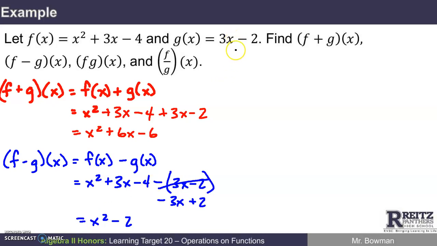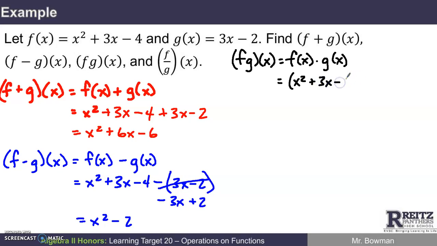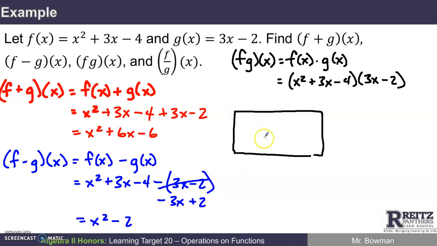We can do f times g of x. That's simply going to be whatever f of x and g of x are multiplied together. So what I really need here is x squared plus 3x minus 4 times 3x minus 2. Now, in the first semester, you saw this modeled with that box multiplying. That's what I'll model here too.